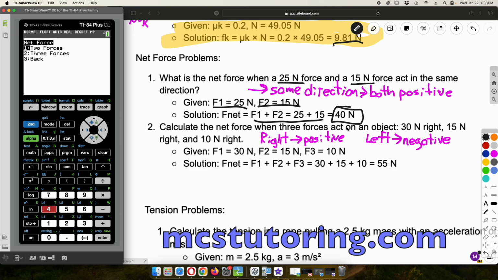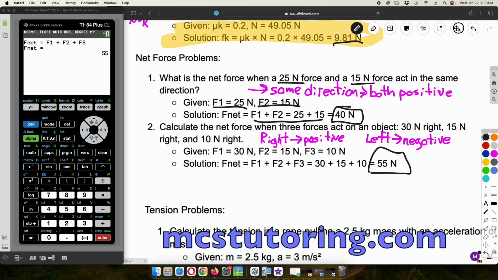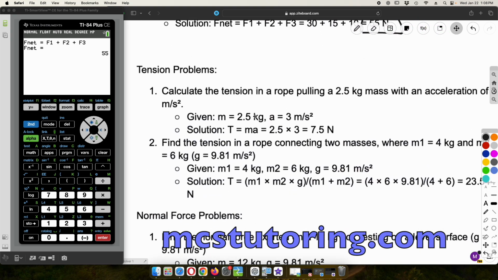Okay, we're going to go net force problem once again. And then 3 forces act on an object, 30 newtons to the right, 15 newtons right, and 10 newtons right. So we're going to assume here right is going to be the positive direction, meaning left would be negative direction. They're all going in the same direction, so they're all going to be positive. So we're going to go to 3 forces here. F1 is 30 for 30 newtons. F2 is 15 for 15 newtons. And F3 is 10 for 10 newtons. And we have 55 newtons. There we go. We're doing well so far. Okay, we're at more than the halfway point. This is good. Let's go to tension here.